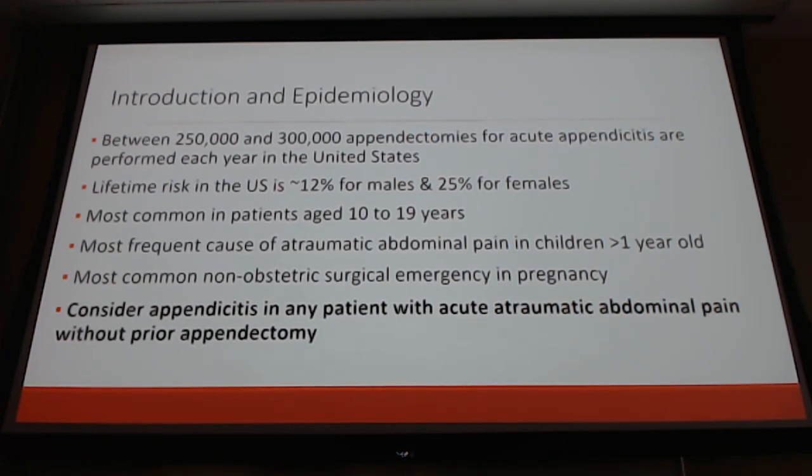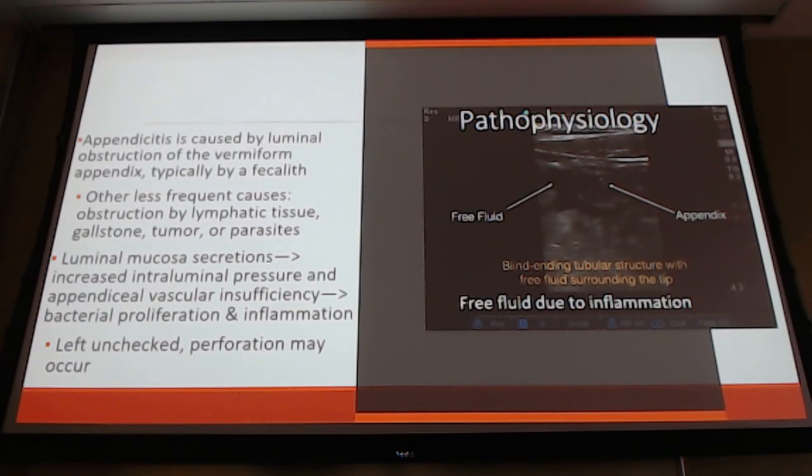Now, a couple different ways that we look for these. So, again, this is appendicitis caused by luminal obstruction of the vermiform appendix, typically a fecalith. Fecalith. That's a poop rock. Okay, fecalith. Less common causes, so it can be caused by overgrowth of lymphatic tissue.